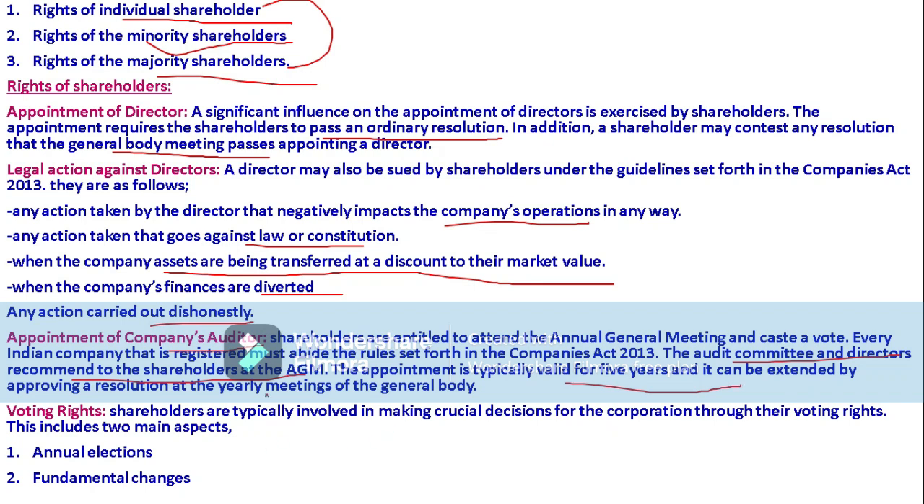Okay, and voting rights. So what do voting rights mean? Shareholders are typically involved in making crucial decisions. We all know that as the owners of the company, they are also involved in decisions by attending the meetings of a company, by taking part in the meetings. So they are involved in making crucial decisions in the company through their voting rights. How can they be involved in the company's decisions? Through voting rights only. So shareholders also have the right to attend and vote at the annual general body meeting.